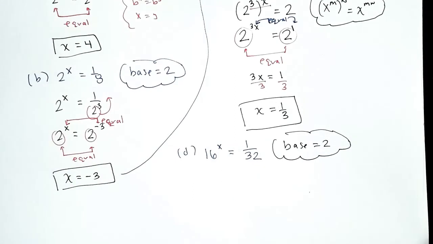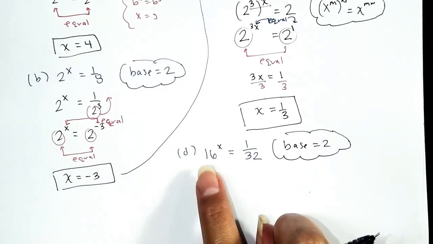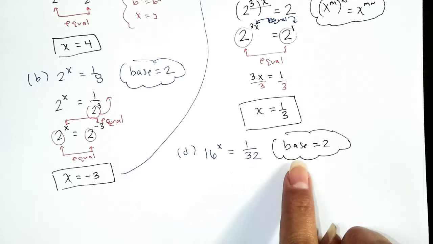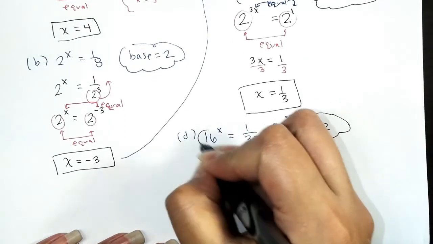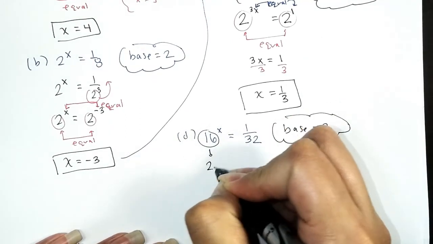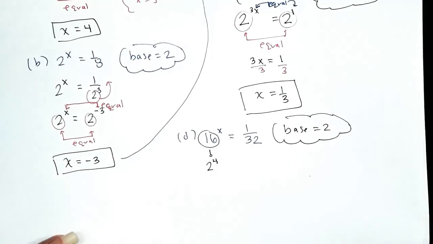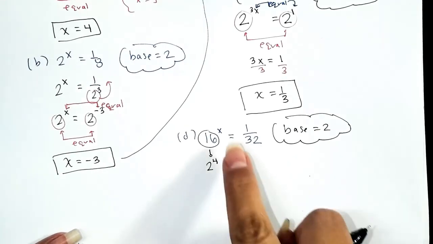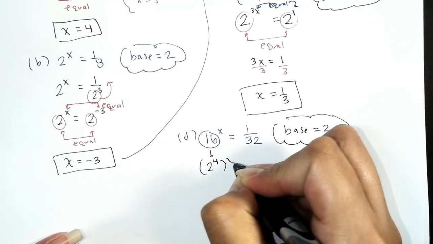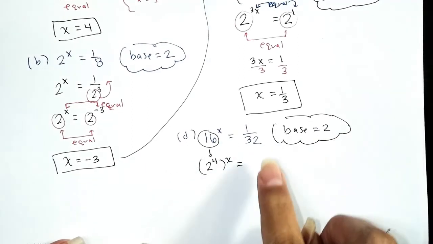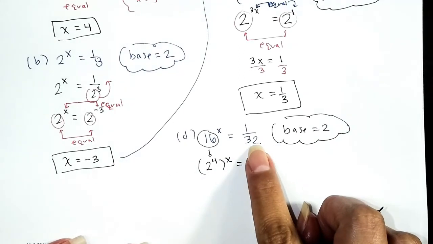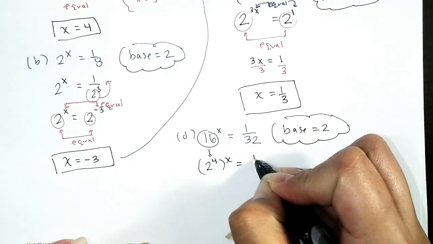Okay, so let's go ahead and write both the left side and right side in terms of base 2. So last time we checked, 16 is the same as 2 to the 4th power. What is going on with that 16? Oh, it's being raised to the x power. Okay, on the right side, we know that 32 in terms of base 2 is going to give us 2 to the 5th power.